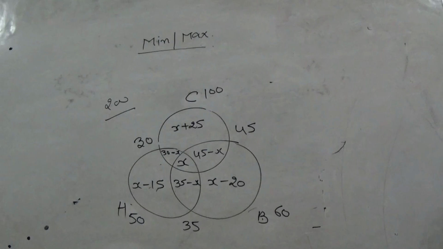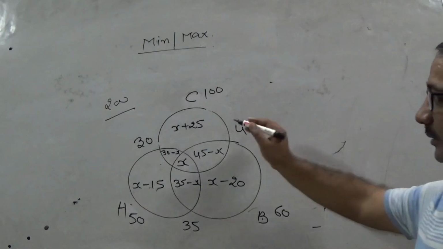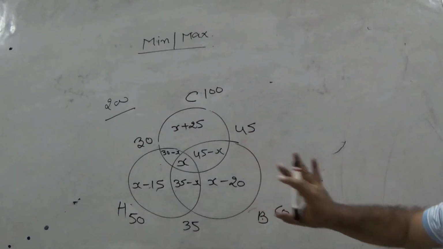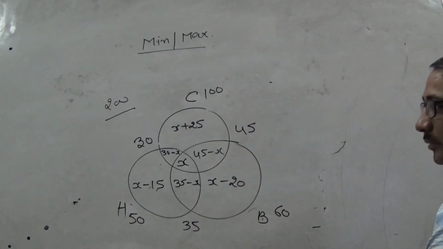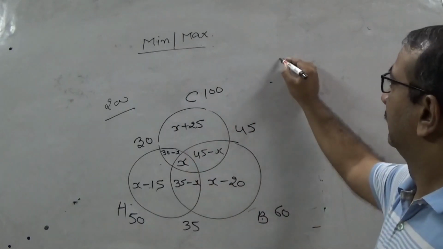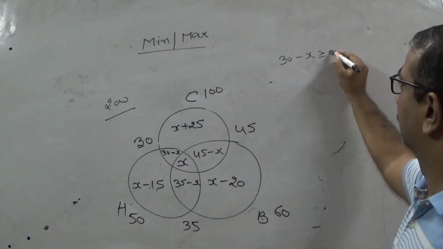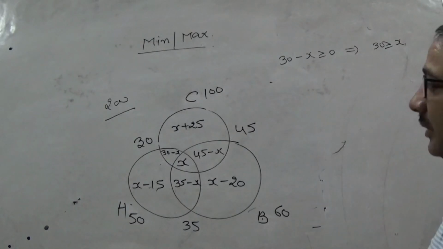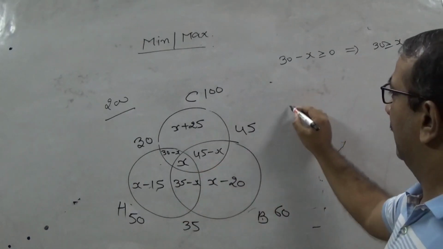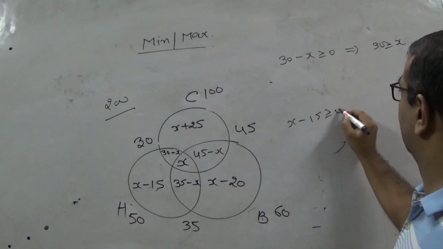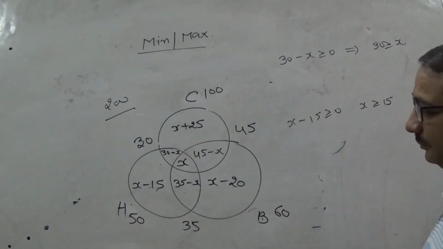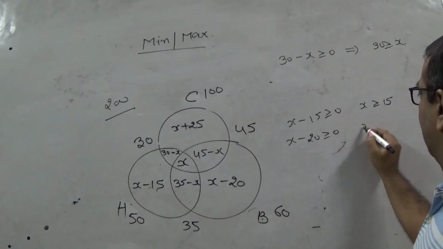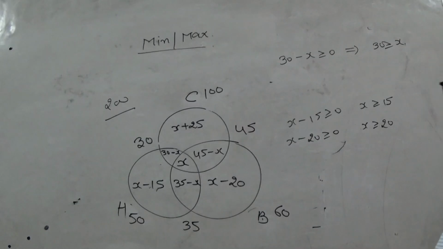अब देखिए, इसके बाद next issue क्या रहता है? We know that the number of students playing any of the games will always be non-negative. It means wherever we have x, that value is greater than or equal to 0. So suppose I say 30 minus x is greater than or equal to 0, from here I can infer that 30 is greater than or equal to x. Similarly, x minus 15 is greater than or equal to 0, so x is greater than or equal to 15. And x minus 20 is greater than or equal to 0, which means x is greater than or equal to 20.